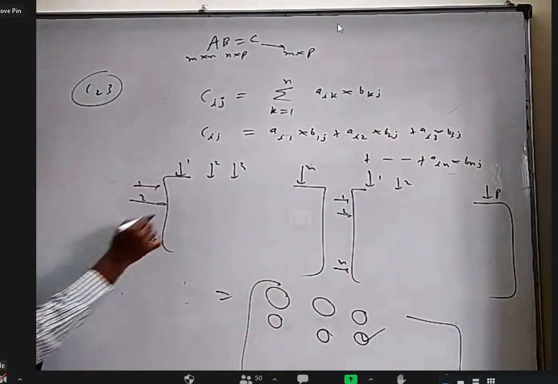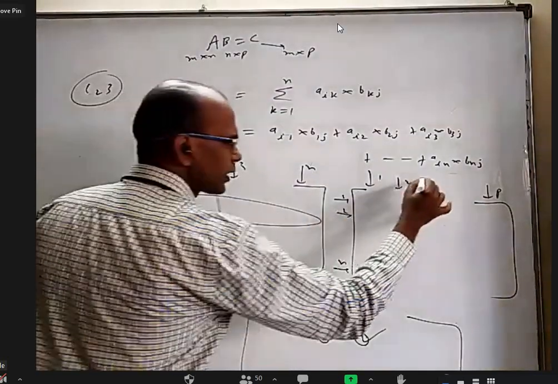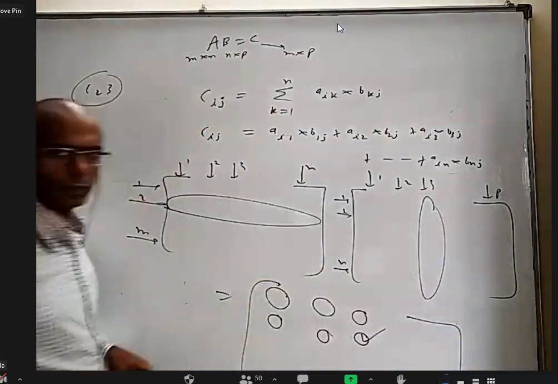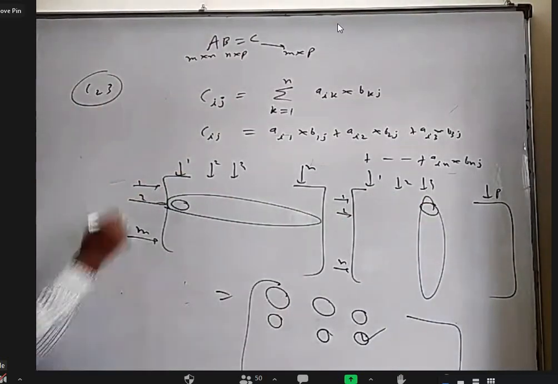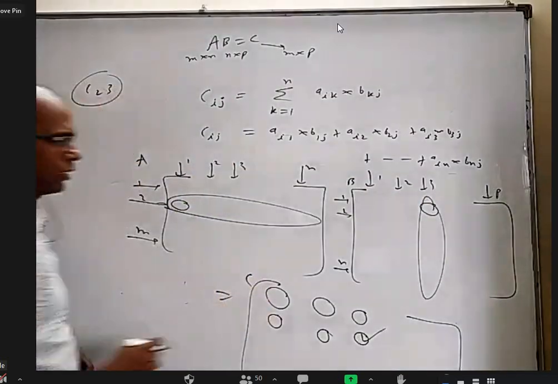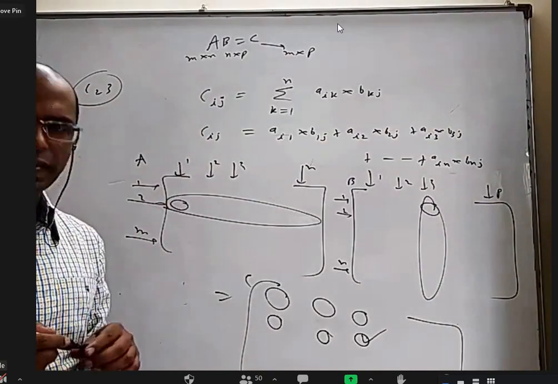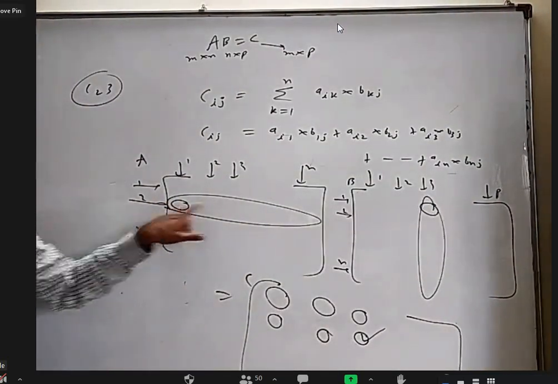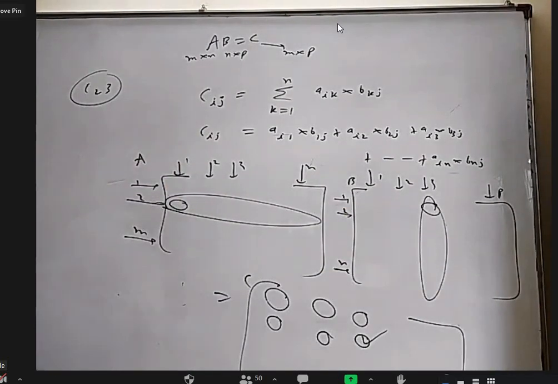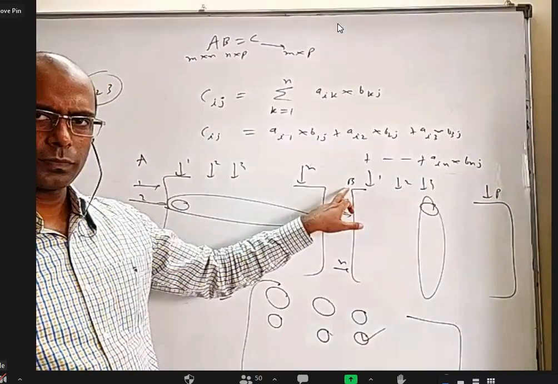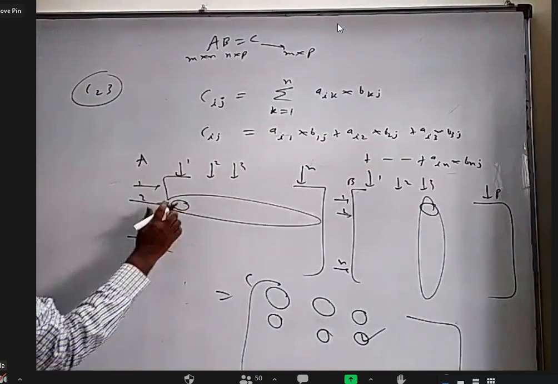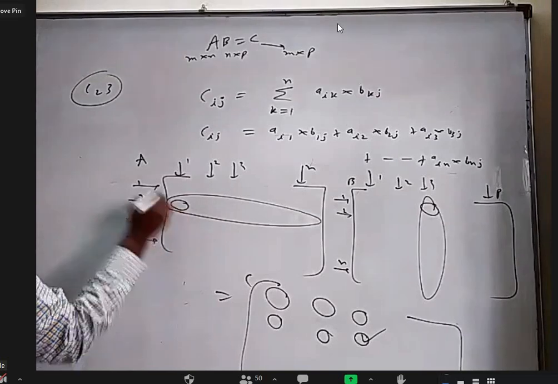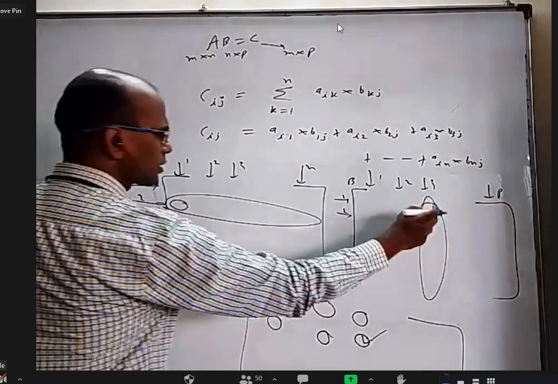So what is it that I want to find? C23. You have to take this second row, take this third column and multiply. You will multiply something here, something here. Can you tell me what is this and what is this? This is A, this is B, this is C. According to the notation that we learnt about Aij, anybody want to tell what is this and what is this? A21. A21 into what is this? B13.